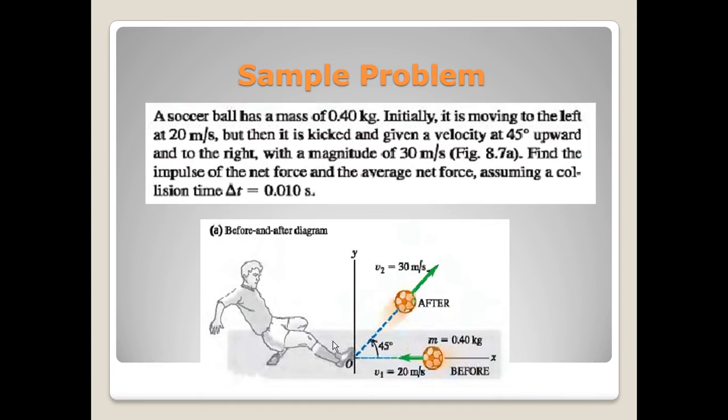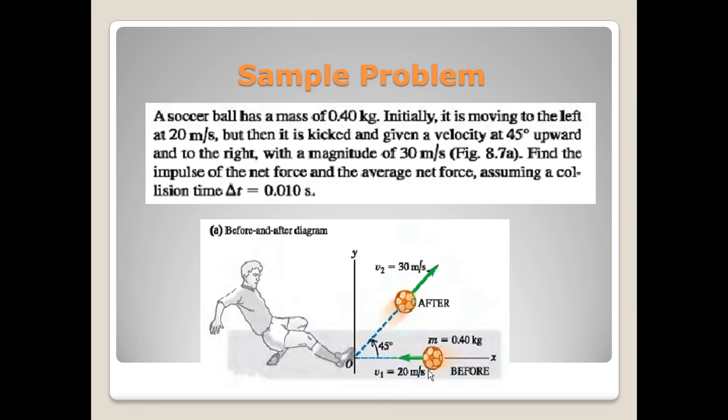Okay, so let's try this again. We have a second sample problem. A soccer ball has a mass of 0.4 kilograms. Initially, it is moving to the left at 20 meters per second. So 20 meters per second towards the left. This is supposed to be negative 20 meters per second to indicate the left direction.